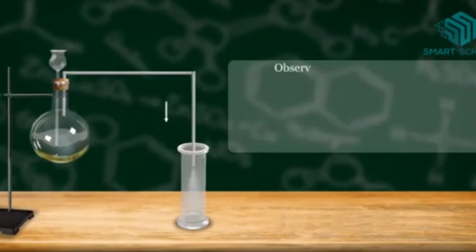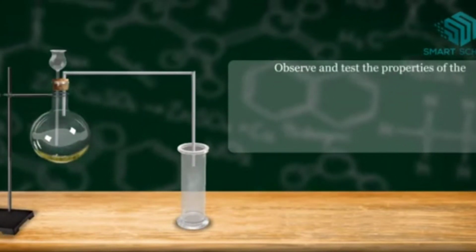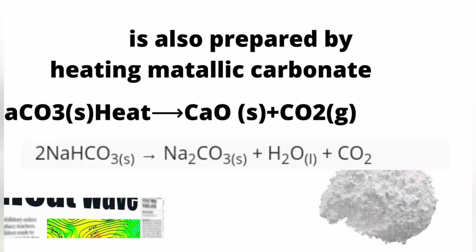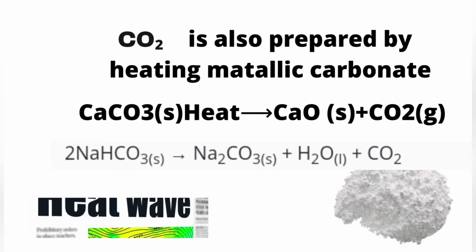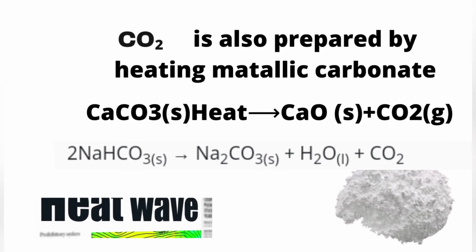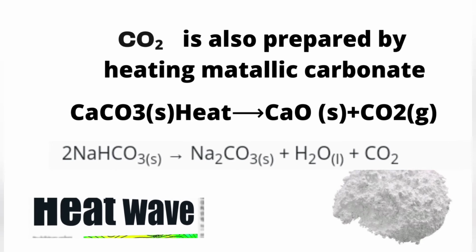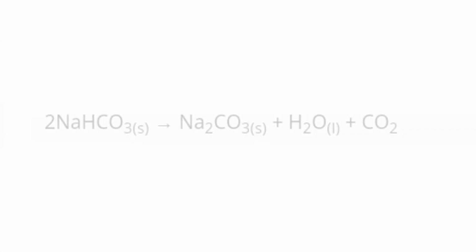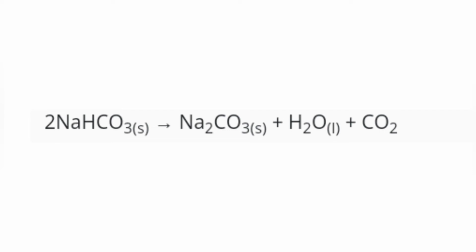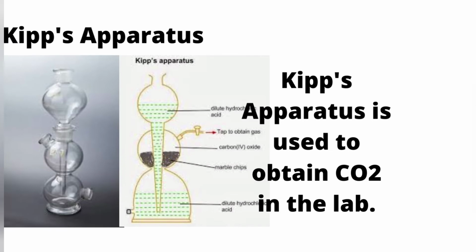After obtaining the gas, you can now test for the properties of the gas. Carbon 4 oxide is colorless, and it is mostly odorless, though some have a sharp smell. Here's the equation for the reaction. Of course, you can also use other metallic carbonates, with the exception of sodium and potassium, because those are very, very stable. You need a high amount of heat to break them down. As you can see here, you can use sodium hydrogen carbonate. It will decompose and still give you carbon 4 oxide. But take note, those of sodium and potassium are not used because they are very stable.